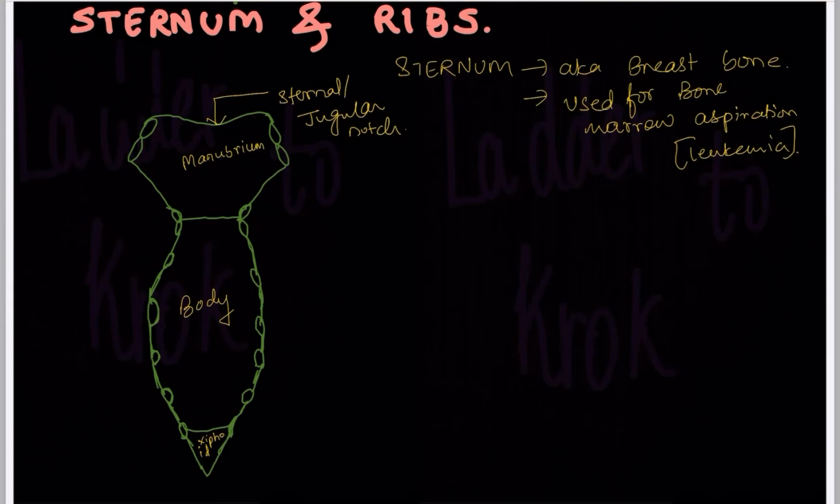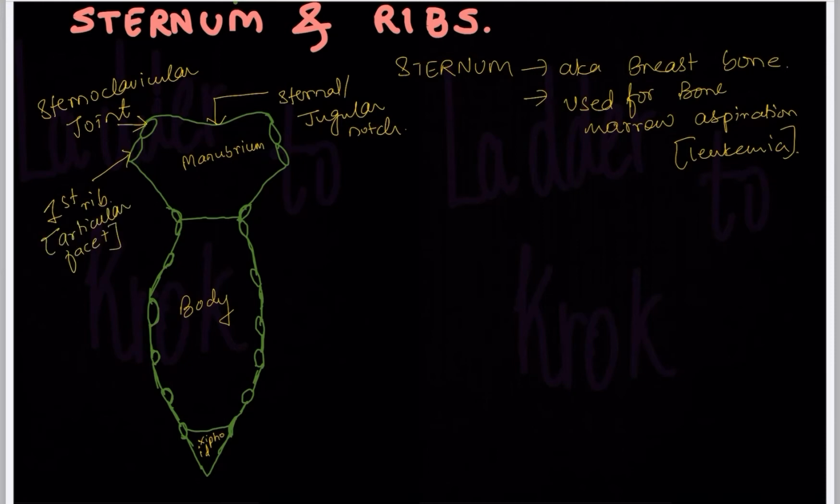Then I have made here this depression kind of thing. This is the sternal depression where your clavicle's medial ends will meet. So this will form the sternoclavicular joint. In the clavicle video, I told you that the clavicle has a lateral end, which is the acromial end, and the medial end, also known as the sternal end. And this second depression which you see is for the first rib attachment. It's the articular facet for the first rib. Articular means joint facet for the first rib.